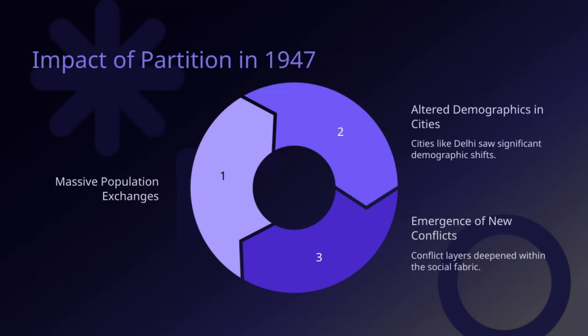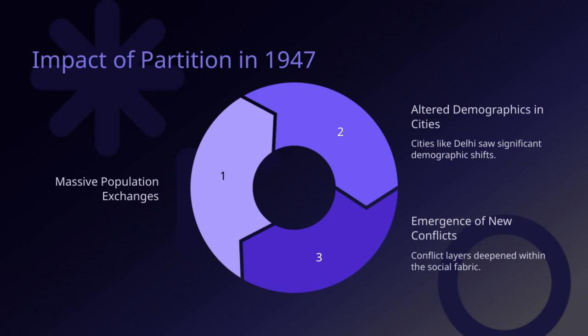As we move to Slide 6, we see that conflict layers have deepened within the social fabric of the region. This isn't just about surface-level disagreements. It reflects underlying tensions that have become more complex over time. One of the key factors fueling these tensions is the emergence of new conflicts, which often stem from rapid social and demographic changes. For example, cities like Delhi experienced significant demographic shifts, especially around the time of partition. These changes altered the social landscape profoundly, leading to new dynamics between communities. The altered demographics in these urban centers played a crucial role in shaping the evolving conflict.